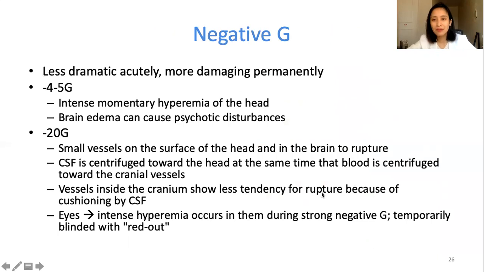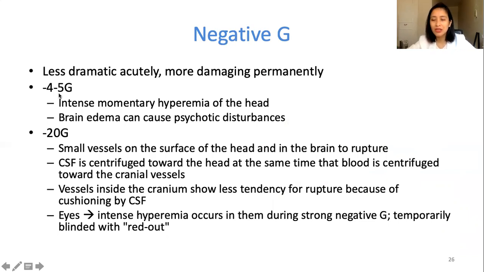In negative G, remember when you dive and you're suddenly pulled out from the dive, the effects are less dramatic acutely, but more damaging permanently. At negative 4 to negative 5 G, there is intense momentary hyperemia of the brain. So in positive 5 G, the blood pools to the lower extremities.